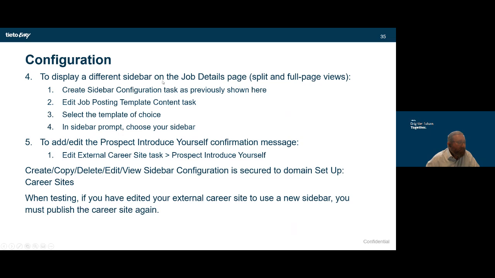If we want to display different sidebars on job details, which is what we were seeing before, we need to create that sidebar configuration task and edit our job posting template and select the template of choice. And again, choose the right sidebar we like, and then the prospect introduce yourself confirmation message in there. There will be one, and we do that via the edit external career site task again in the prospect introduce yourself section.